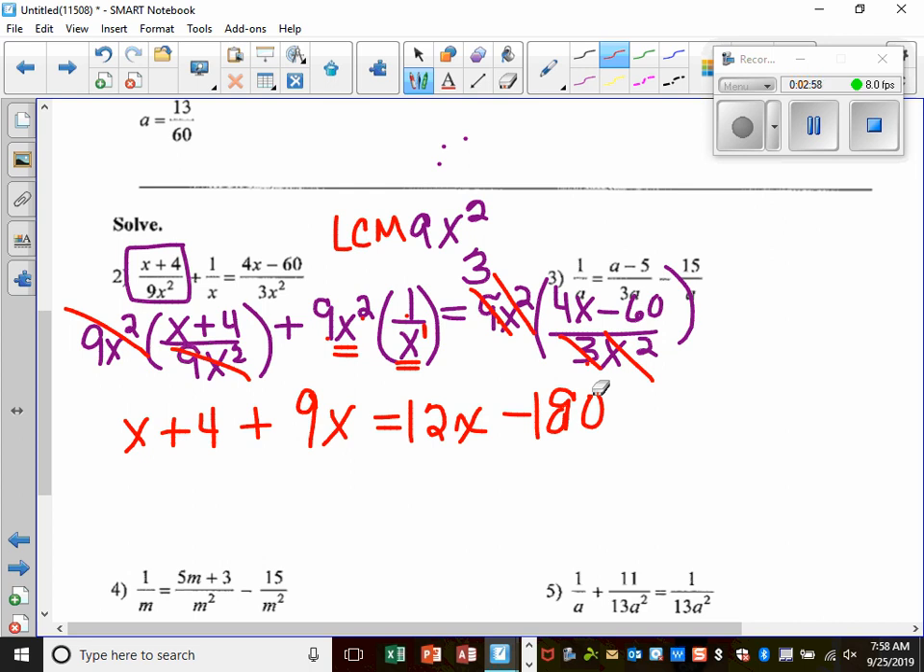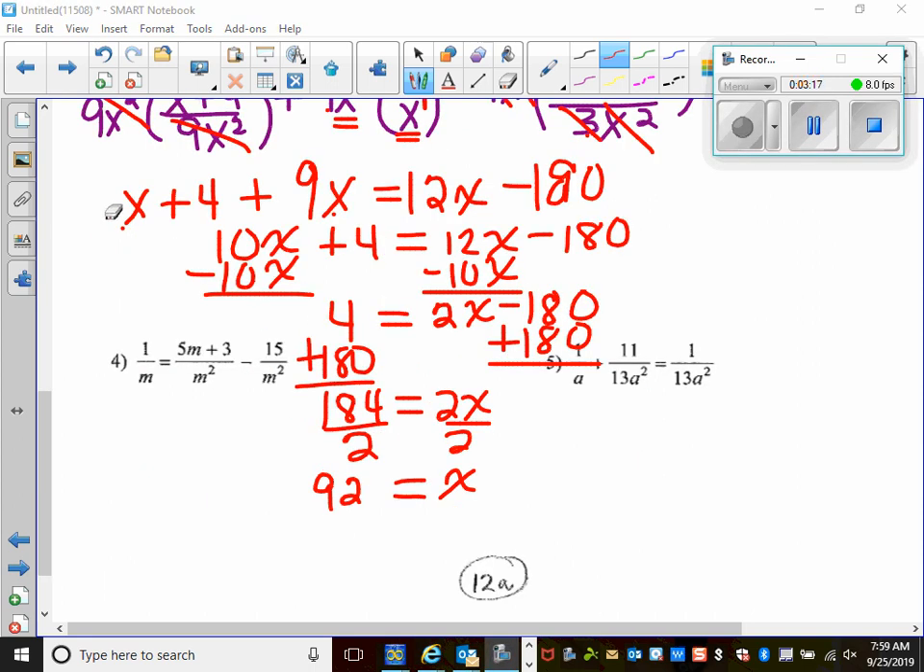All right, so from there, we have a nice equation. We can combine the terms together. So 9x plus x will give me how many x's? 10x over here plus 4 equals 12x minus 180. So I'm going to let you all finish that, and then we'll come up with the final answer. All right, from there, your final answer should say 92. Let's move on to a different problem.